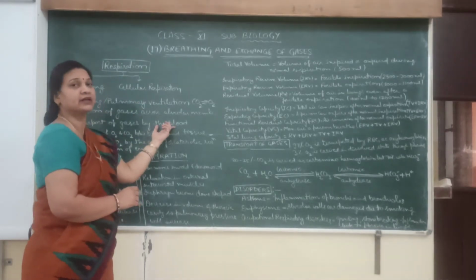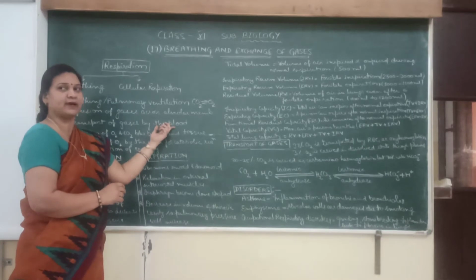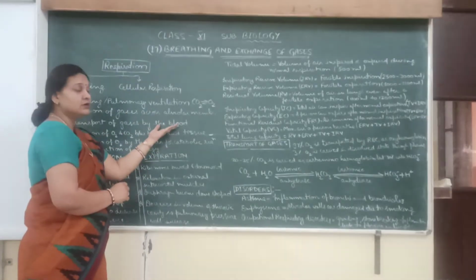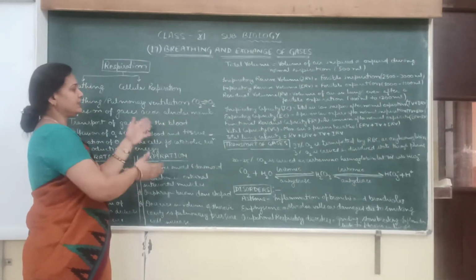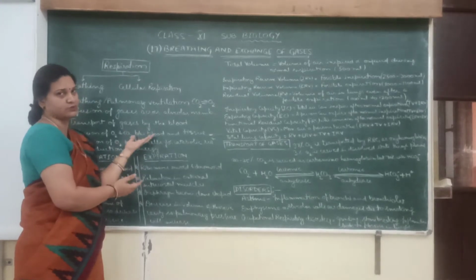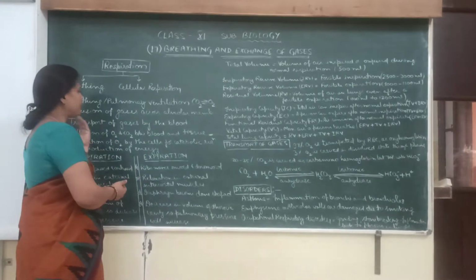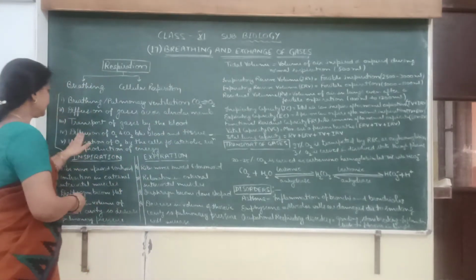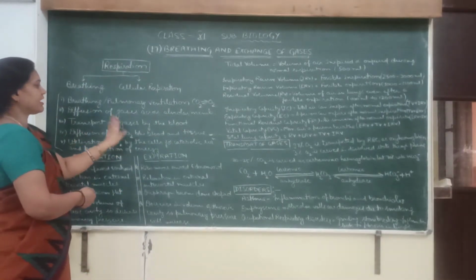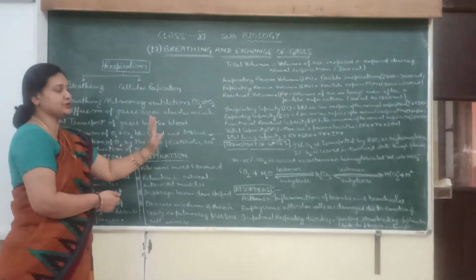Blood is a liquid connective tissue and it contains a respiratory pigment. What is the respiratory pigment? It is hemoglobin. Hemoglobin binds with oxygen and forms oxyhemoglobin. So in the form of oxyhemoglobin, oxygen is transported. Okay. Now the next is diffusion of oxygen and carbon dioxide between the blood and tissues.